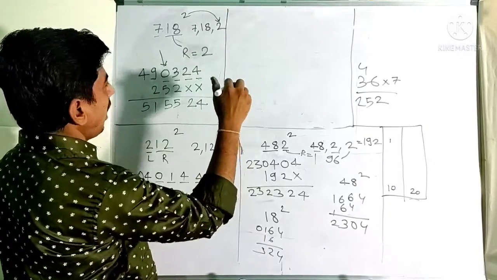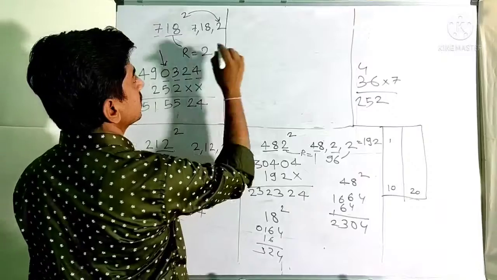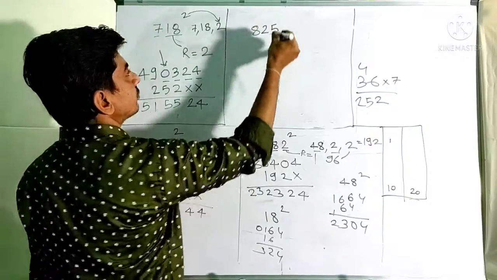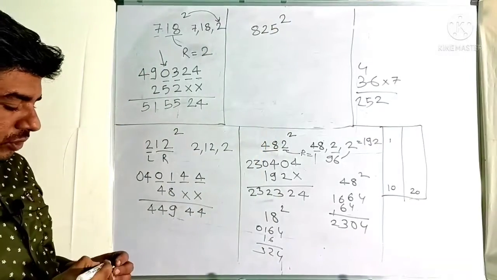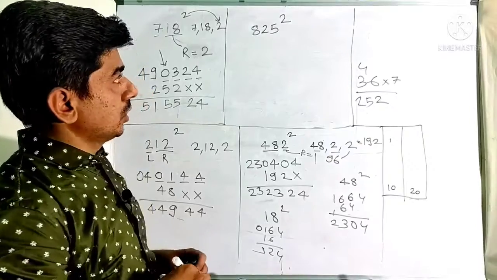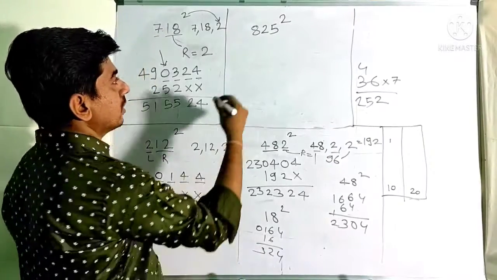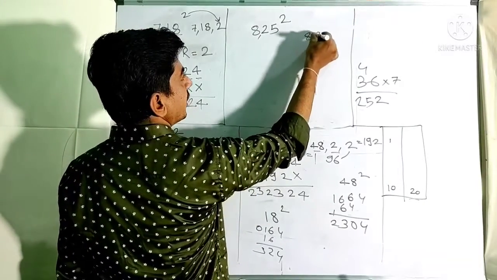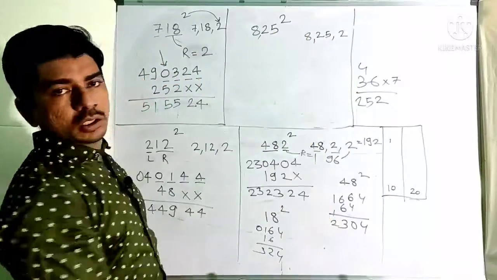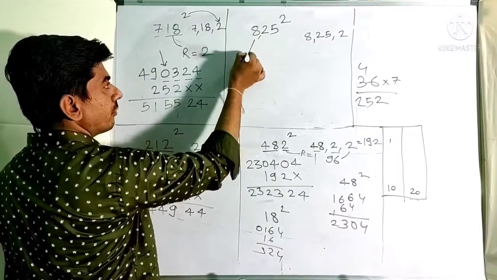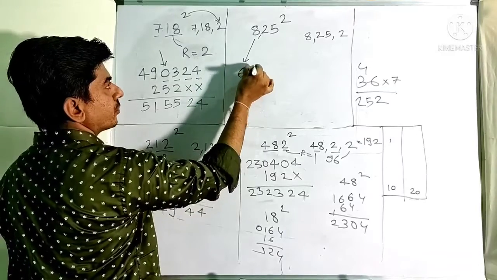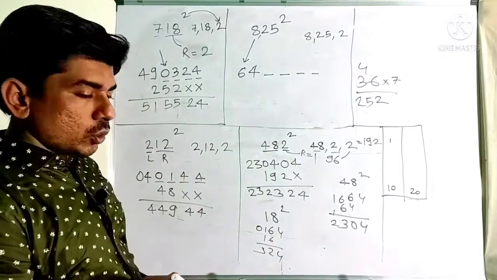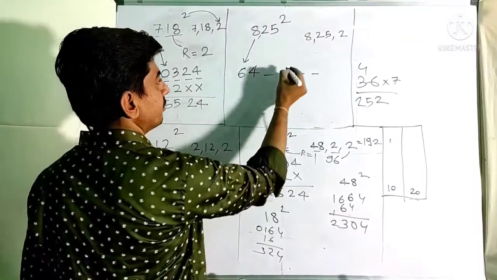Let us take another 2 examples of 3-digit numbers. 825 square. Now again, make it parts. You will prefer, and I will prefer, to make it as 8 and 25. See, 8 and 25 will be the parts. Now the square of 8 will be 64. Now the square of 25, you should write it in 4 digits. You know the square of 25 is 625.